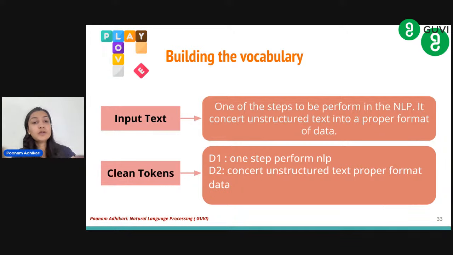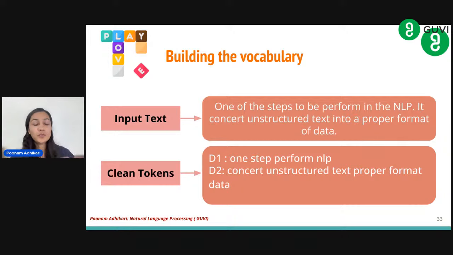We are going to create a vocabulary that says what the unique words used in the text are. If we take this particular input text, once we clean the data, the text that we are going to receive is: one step perform NLP. The words such as of, the, to, be, in, they all are going to be removed with the help of stop word removal. In the second document, it is going to be removed, into is going to be removed, or is going to be removed, off is going to be removed. So these are the two texts that we have. Document one is: one step perform NLP. Document two is: concern unstructured text proper format data.